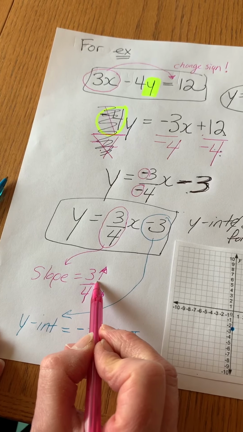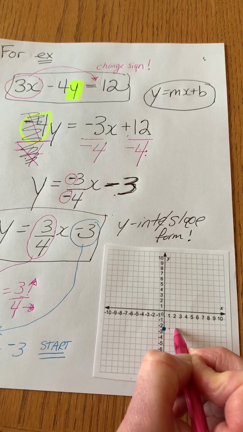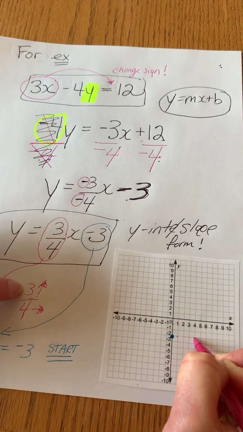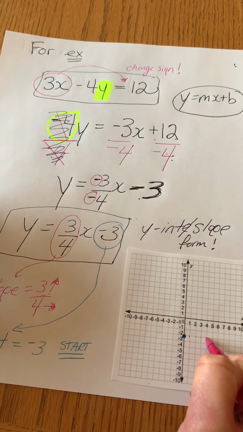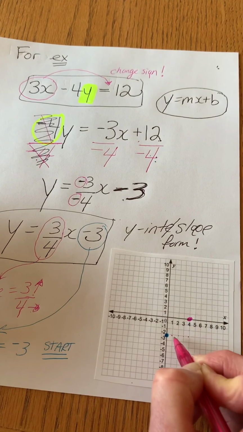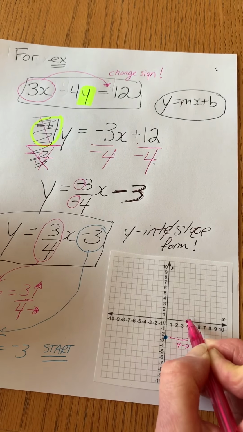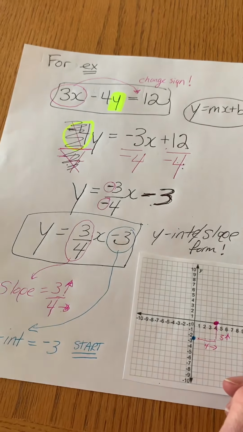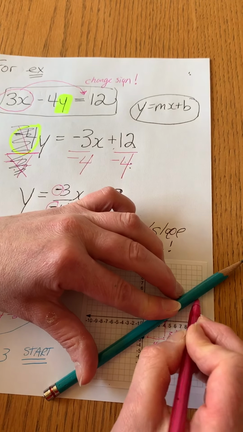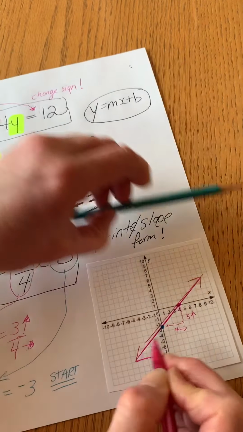So our rise is 3, our run is 4. So we move over 4 squares, 1, 2, 3, 4, and up. Because our rise this time is positive, we can actually go up. So we go up 1, 2, 3, and we make our dot. So we went over 4, up 3, we make our second dot. Take your ruler, connect the two dots, you have your line.